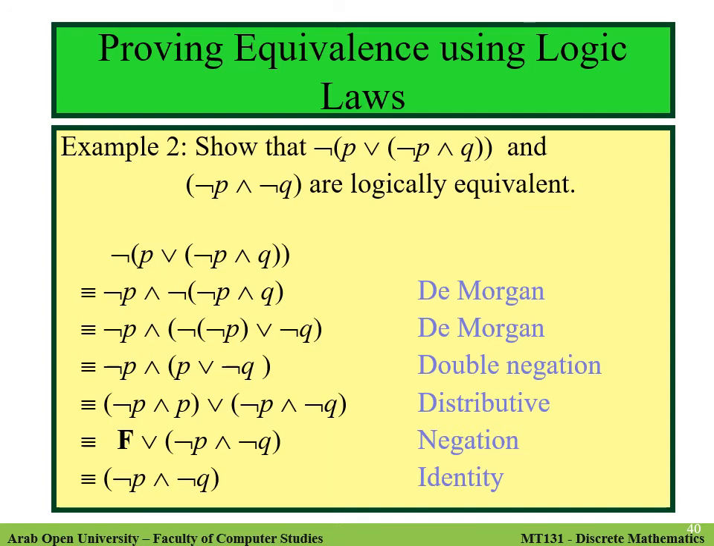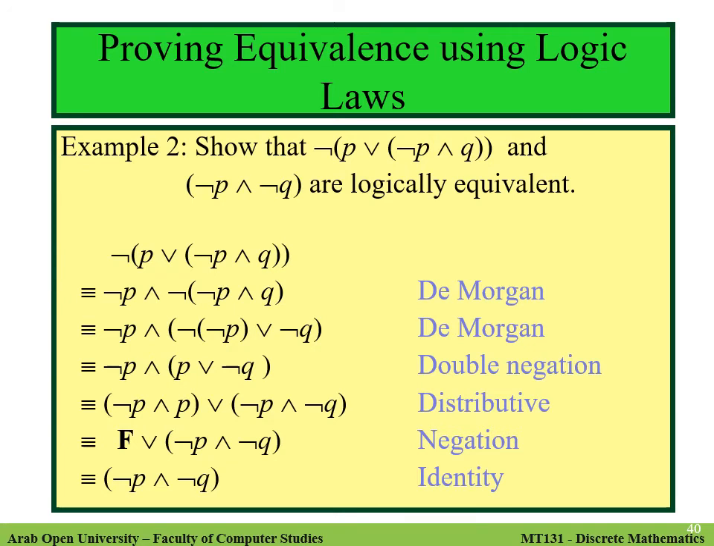You get not P and P, or not P and not Q. This is the distributive law. Not P and P is just F, which is a contradiction, or not P and not Q. And then in the next step, anything or a contradiction gives you the same thing you started with. And this is bracket, or F gives you the same bracket. So the final result is not P and not Q, which is the second statement.